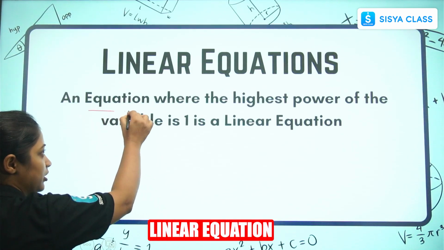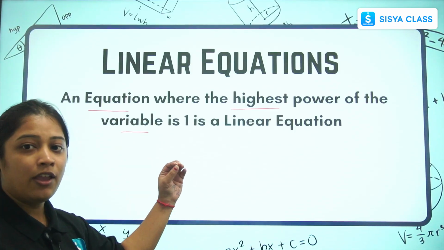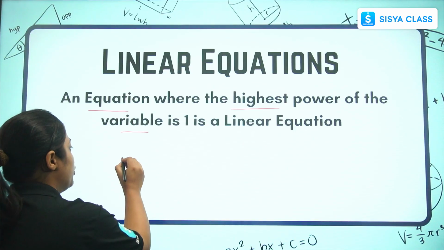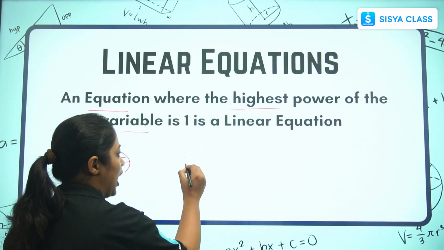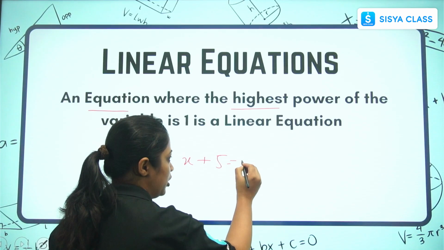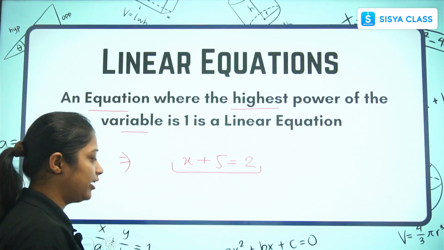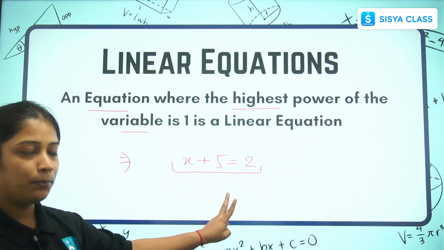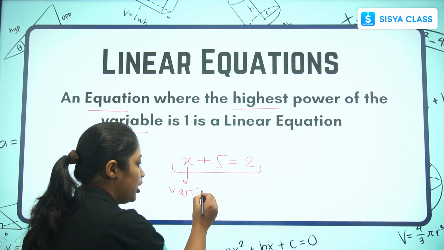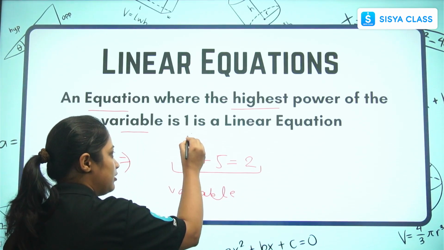An equation where the highest power of the variable is 1, we call that equation as linear equation. For example, we have this equation x plus 5 equal to 2. Okay. So we have this equation, right? In this, what is variable? X is variable here. So what is power of x here? Its power is 1, right?